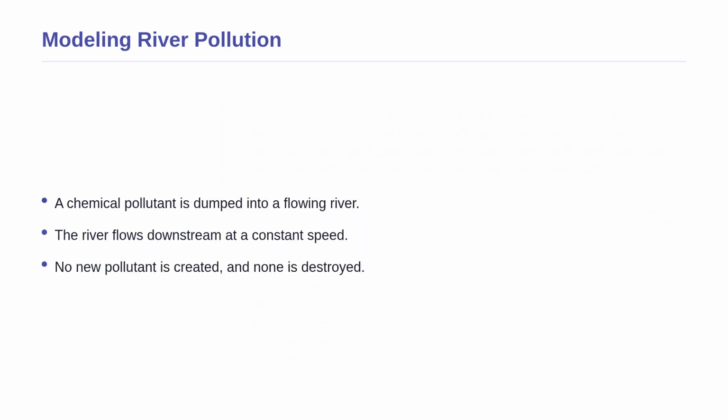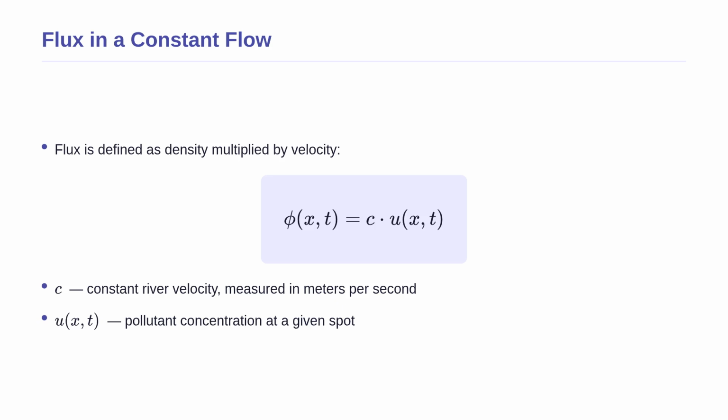Now that we have our fundamental equation, let us see it in action with a concrete example. Suppose a chemical pollutant is accidentally dumped into a river. The river flows downstream at a constant speed. We want to model how the concentration of this pollutant changes over time. Since no new pollutant is being created in the water and none is magically destroyed, this is a perfect scenario for our conservation law. To use the conservation law, we first need an expression for the flux.